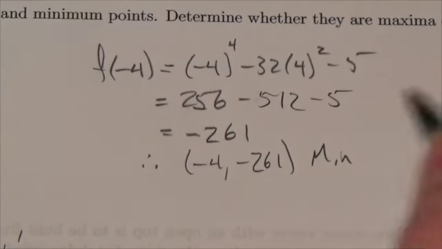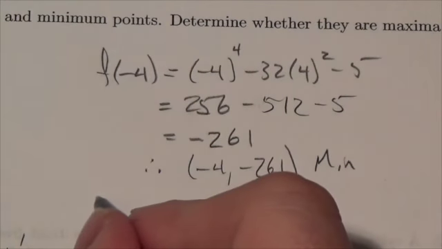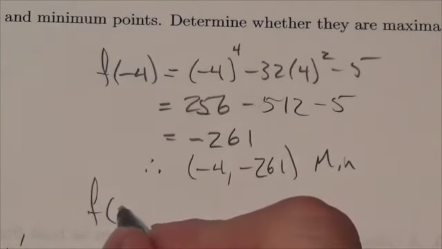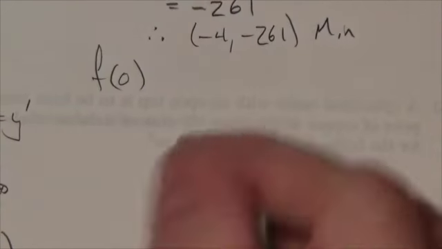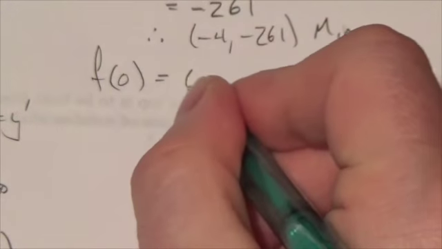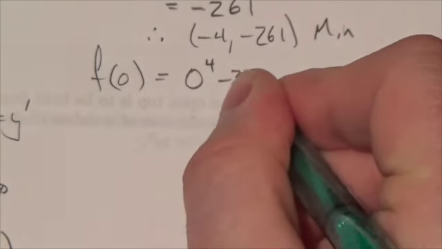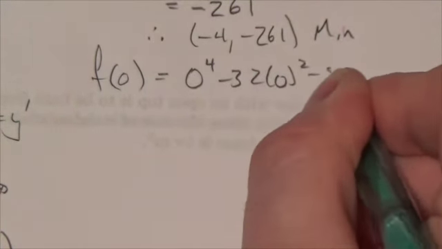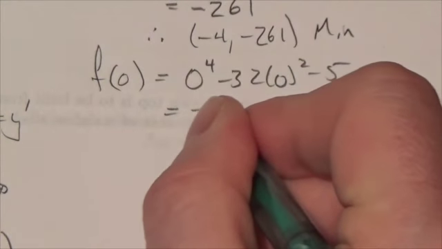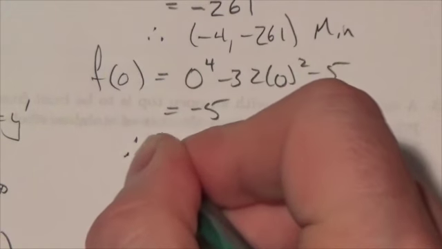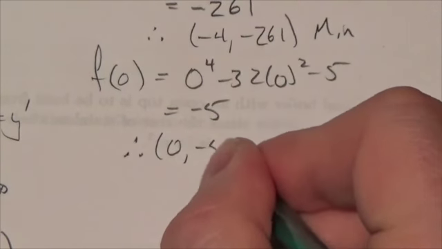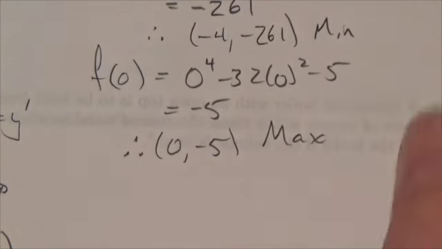Now the next thing we have to do is figure out what's going to happen at 0. We already know that 0 is going to correspond to a maximum, and we plug this in. This is really easy. This is 0 to the 4th minus 32 times 0 squared minus 5. Well, that's phenomenal. It's just minus 5, which means the point 0, comma, negative 5 is going to be a max.